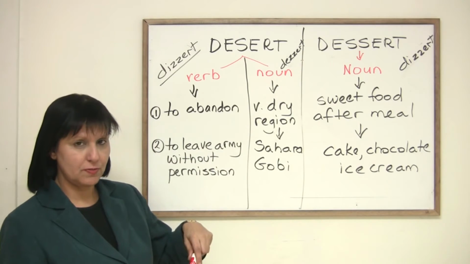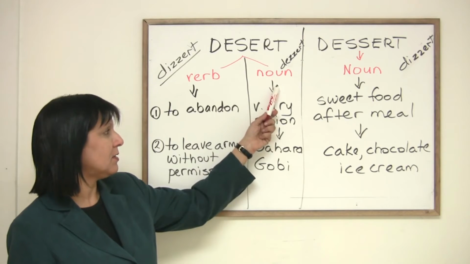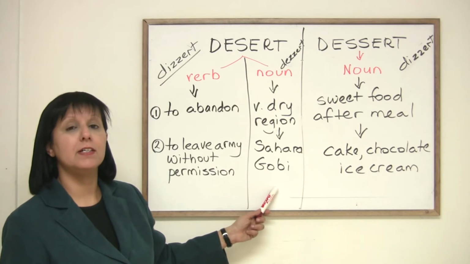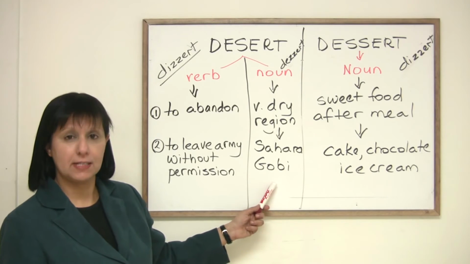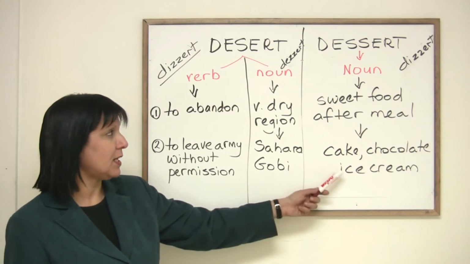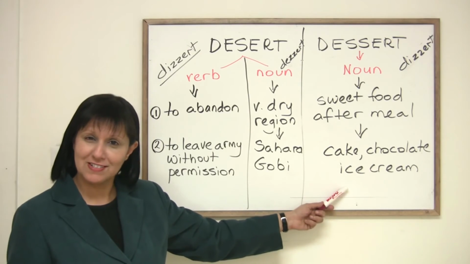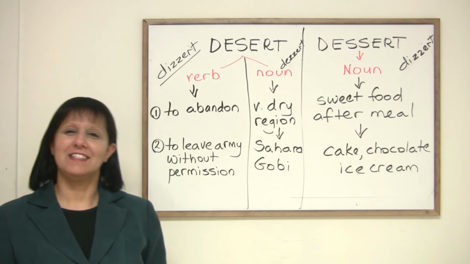Again, let's just review the nouns quickly. The noun here of the very dry place, the Sahara and the Gobi, the Sahara, desert, the Gobi, desert. And what you like to eat after your meal is dessert. Would you like some dessert? Okay? All right. That's it for now.